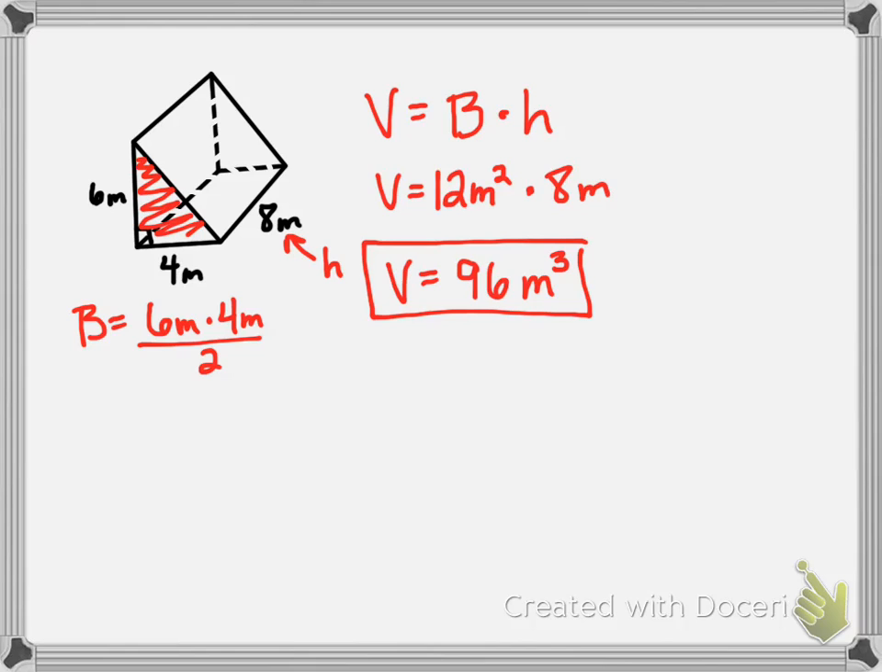Notice it's basically the same as the rectangular prism. It's just when you find the area of that base, well, that base this time happens to be a triangle, so you find the area of it like a triangle. That's the only difference. You still do the area of the base times the height, and that's it.